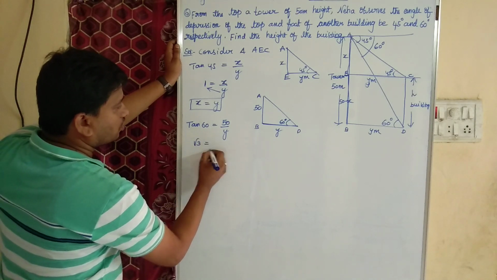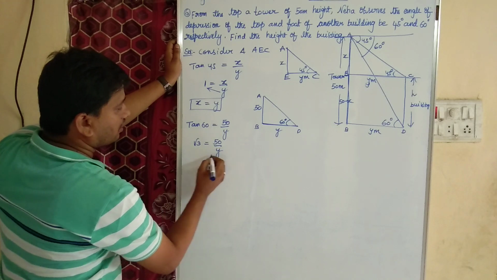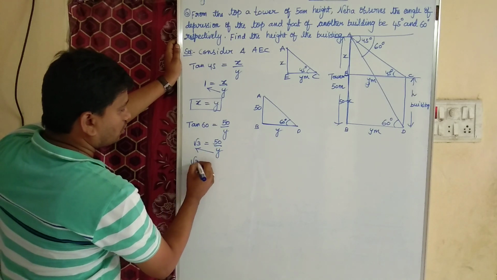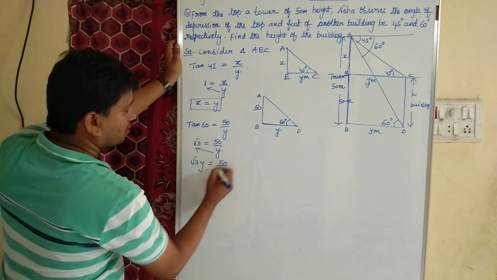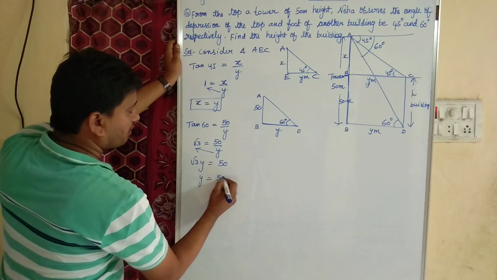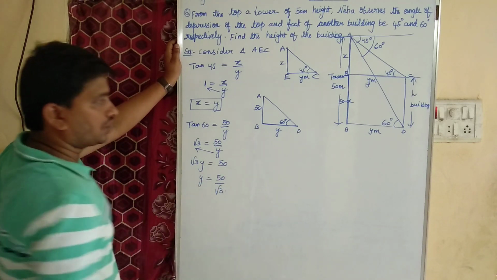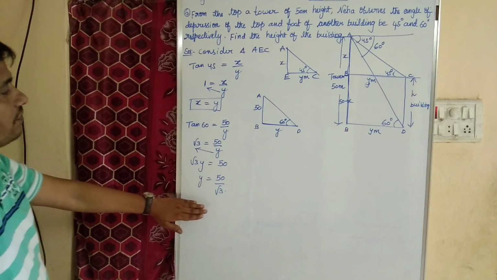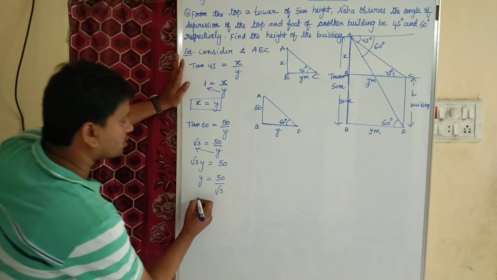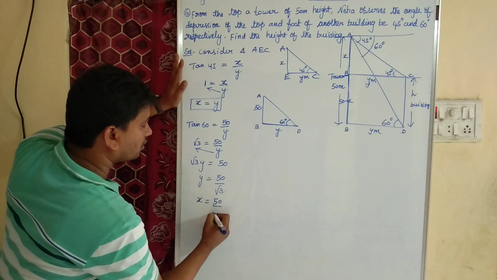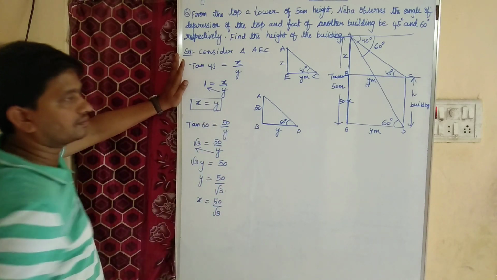Tan 60 is equal to root 3. Root 3 equals 50 by y. So cross multiplication: root 3 into y equals 50. So what is the value of y? The y value is 50 by root 3. If y equals 50 by root 3, therefore the x value is also how much? The x value is also 50 by root 3, because both are equal.